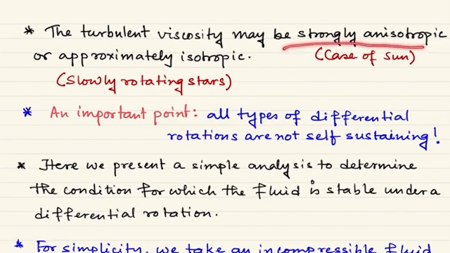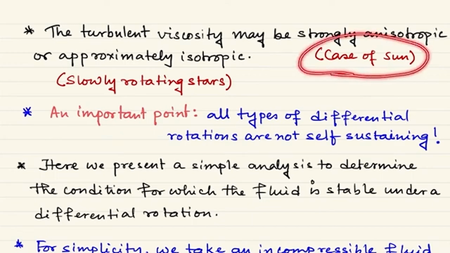Now turbulent viscosity, just for your information, is very interesting, and it is in general anisotropic. Okay, so turbulent viscosity is anisotropic, and when this anisotropy is very strong and non-negligible, then the differential rotation is not transformed into a solid body rotation, and that is exactly the case of our Sun. Our famous star, the Sun.